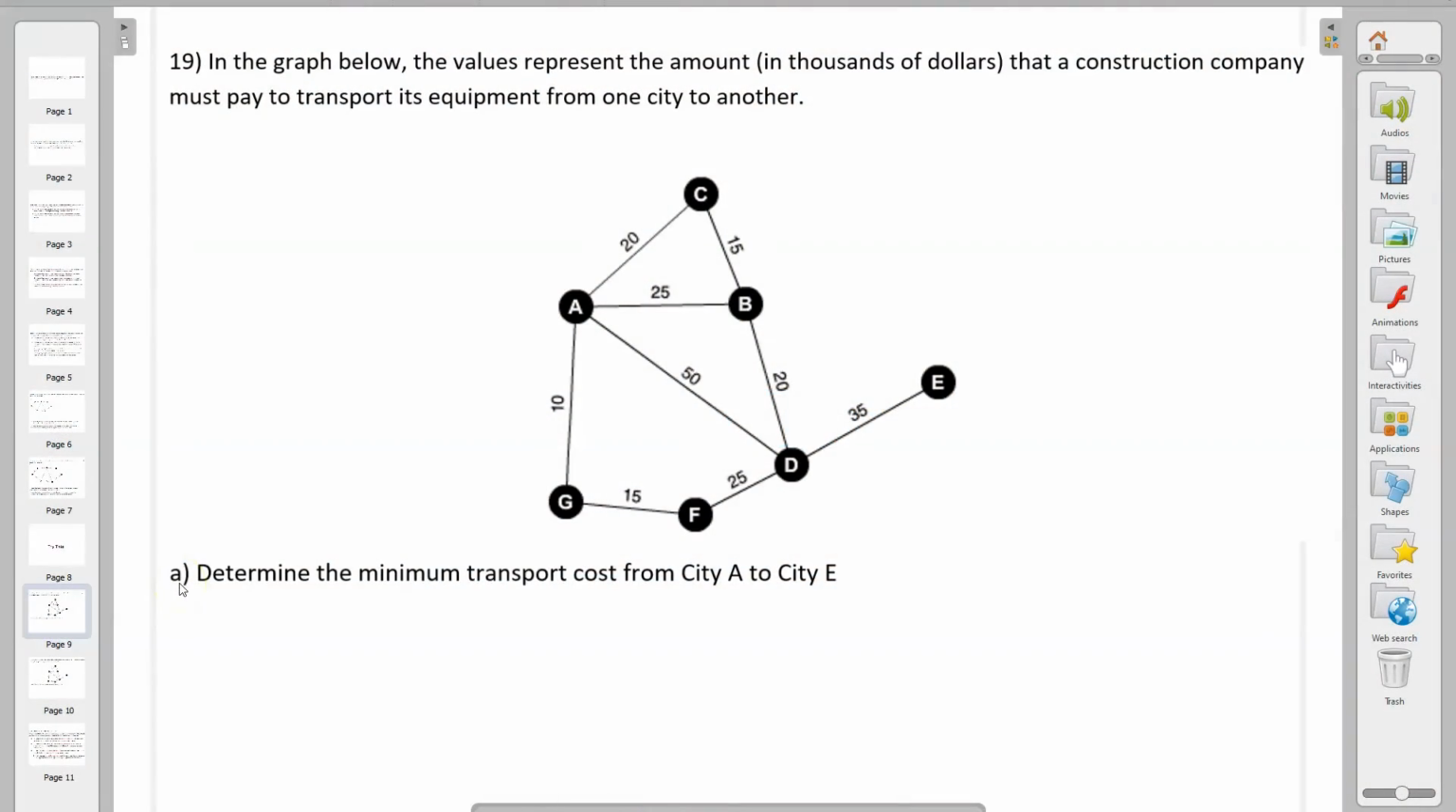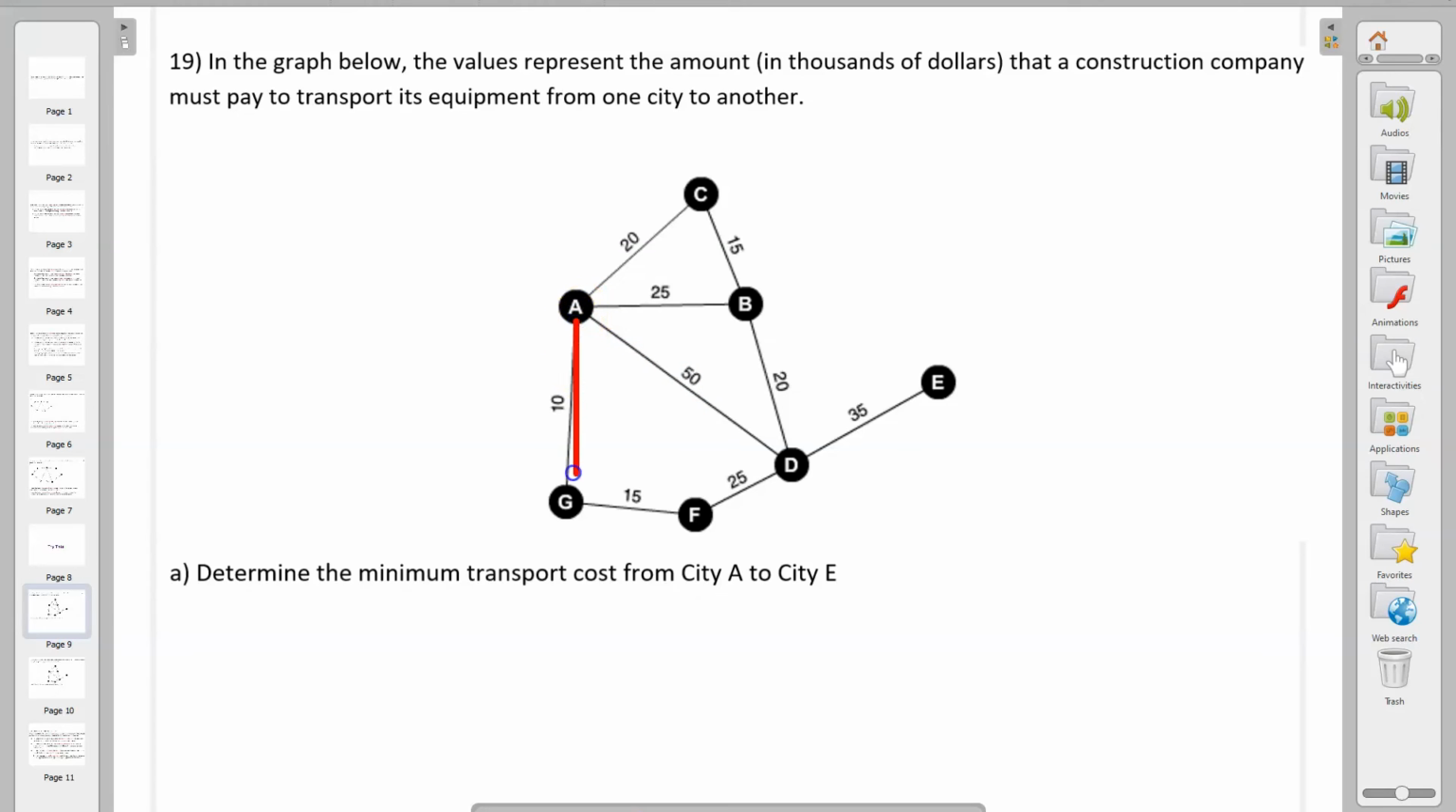In the graph below, the values represent the amount in thousands of dollars that a construction company must pay to transport its equipment from one city to another. Determine the minimum transportation cost from city A to city E. When I start looking at the graph, my first thought is this 50 seems kind of scary, so I'm going to try some other routes.